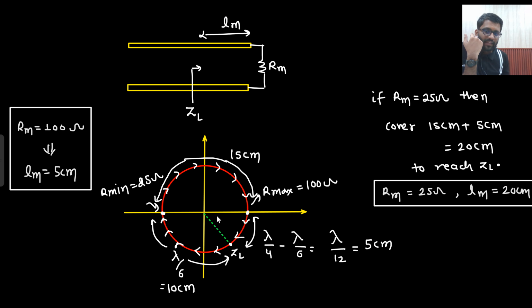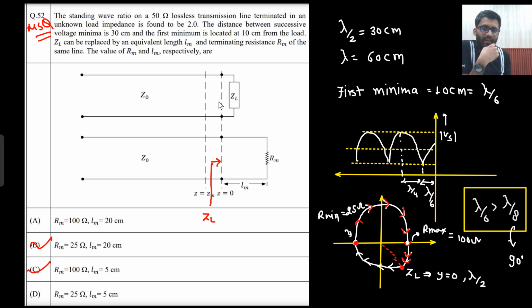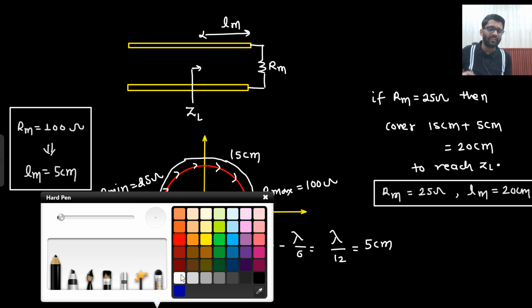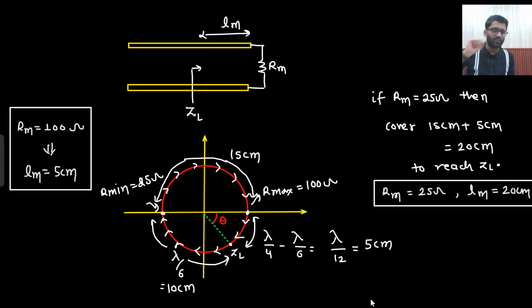They could have asked this angle as well. Which angle they would have asked? Here my reflection coefficient is gamma L. So magnitude, forget about the magnitude, but tell me the angle. Here the reflection coefficient has the magnitude of mod of gamma L, but what will be the angle? What will be this theta angle? This theta angle is with respect to lambda by 12 distance, right?